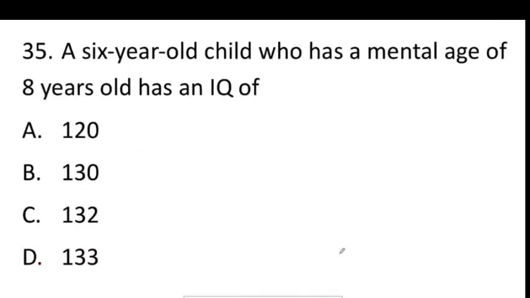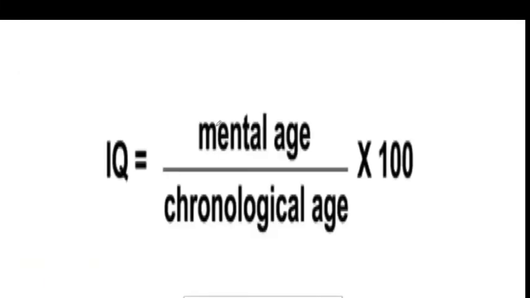We go to number 35. A 6-year-old child who has a mental age of 8 years old has an IQ of, remember your formula for IQ would be mental age divided by chronological age, which is the actual age, times 100. Okay, the age of the child here is 6. Pero yung mental age niya is 8. So that means you divide 8 by 6. 8 divided by 6, then times 100. The correct answer here would be 133. Okay, so that's letter D, 133. That's mental age of 8 divided by 6 times 100.